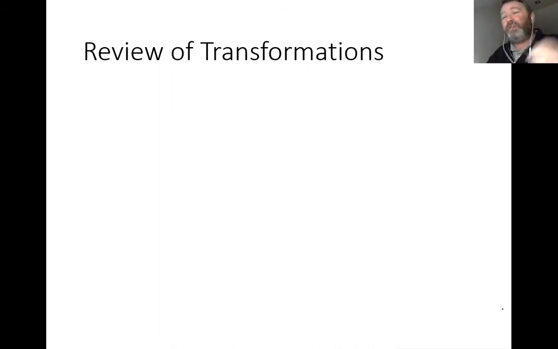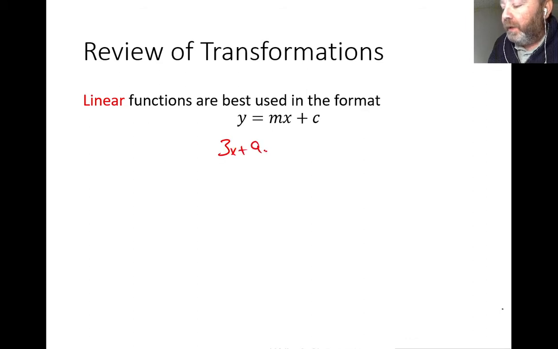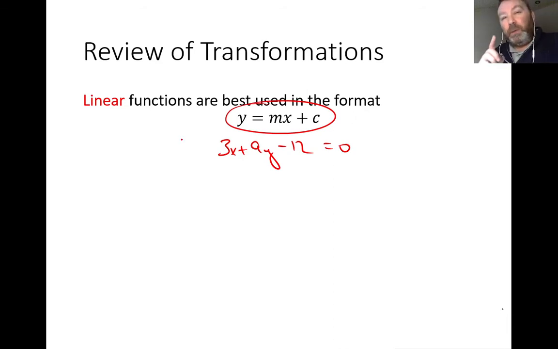Okay, so just very quickly to review that, the linear function or a function of degree 1 is best used when you rearrange the linear equation into a form of y equals mx plus c. Now what does that mean? Say for example I had 3x plus 9y minus 12 equal to 0. If I wanted to use this in its most usable form, a form which actually reveals a lot of information about this particular line, what would I do? The answer is I would strive to get y on its own.